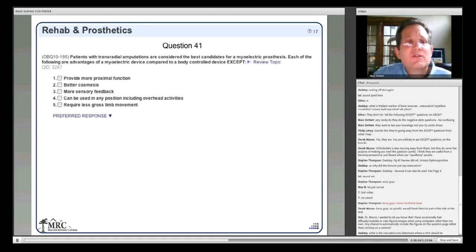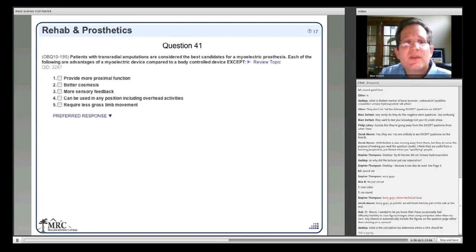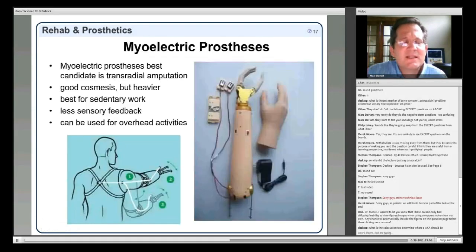The next question is also prosthetics. A patient with a transradial amputation is considered the best candidate for a myoelectric prosthesis. Each of the following are advantages of a myoelectric device compared to a body control device except. Again, it's an except question, and so it's worth thinking about the difference.